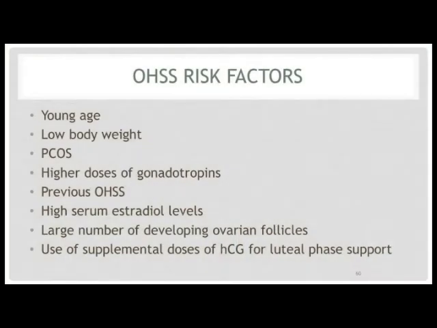What are some risk factors? So young age, low body weight, PCOS, higher doses of gonadotropin. The big one is if you've had OHSS before, you might have it again. High serum estrogen levels, large number of developing ovarian follicles. What I mean by that is you may have somebody like the patient I was talking about, where there were 20 follicles, but there was one 18 and a ton of 14s. All those 14s are going to secrete that hormone as soon as you give HCG. And so it's really those smaller follicles and the number of small follicles that they have. So it really depends on the count.